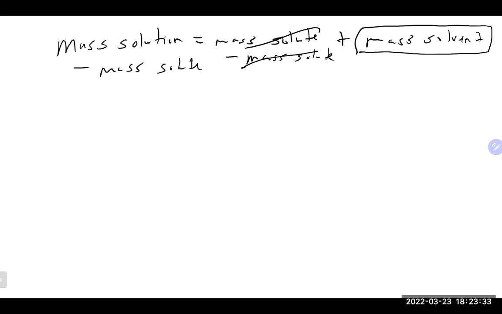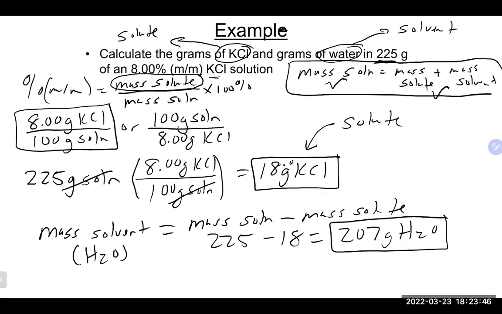You have to take both answers: 18 grams of KCl and 207 grams of water. In that particular problem, you would need two answers because it asks for the grams of KCl and the grams of water. So you would need both answers for that one. Obviously, like a previous problem, if it had asked for just the grams of KCl, then we could have stopped at the 18 calculation. But because it wanted to know how much water, which is the solvent, we had to do the other calculation. Other questions? Okay.